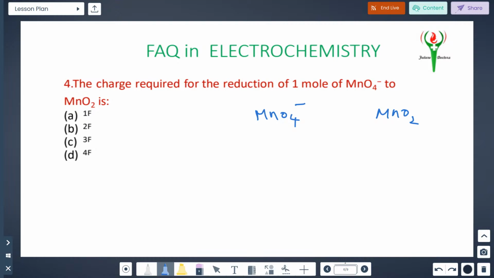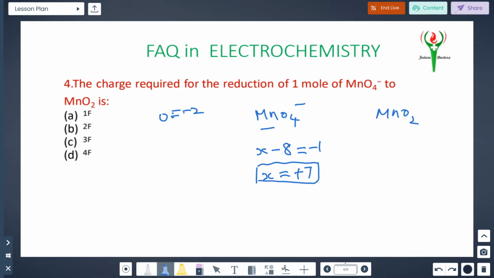When this goes to that, how much Faraday is required? That's the question. So here you simply find out the oxidation state of Mn for both. How to find the oxidation state? You consider x value. For one oxygen it is minus 2. How many oxygens here? 4 oxygens. So 4 into minus 2 is minus 8, which is equal to minus 1. So x is equal to plus 7. Are you following?